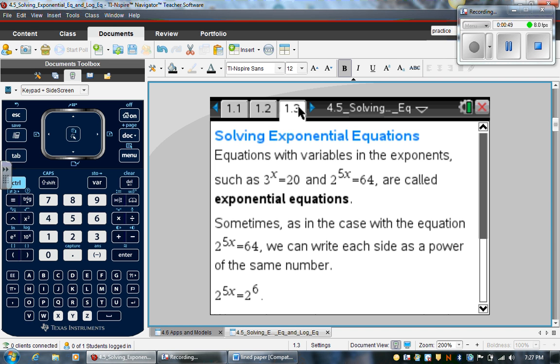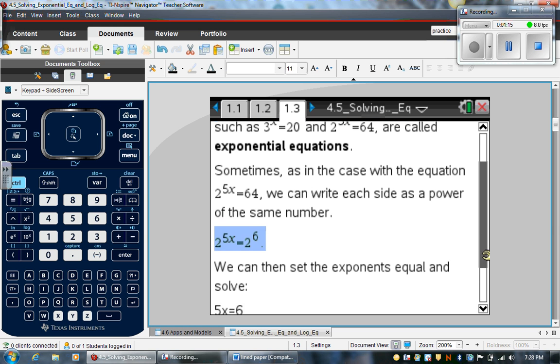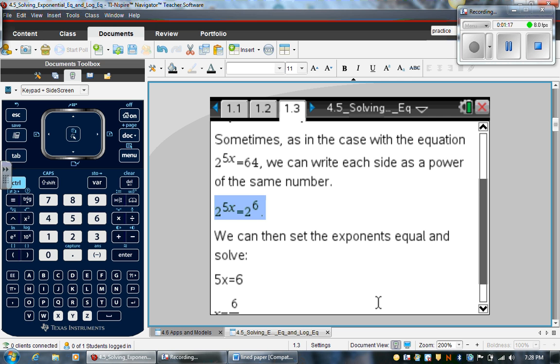Sometimes, in cases with the equation 2 to the 5x equals 64, we can write each side as a power of that same number. So, in other words, what we're looking to do is try and find common bases. Change that 64 so that it has a base of 2. So we can rewrite it as 2 to the 5x equals 2 to the 6th power. Once we have those bases the same, we can then take the exponents and set them equal.